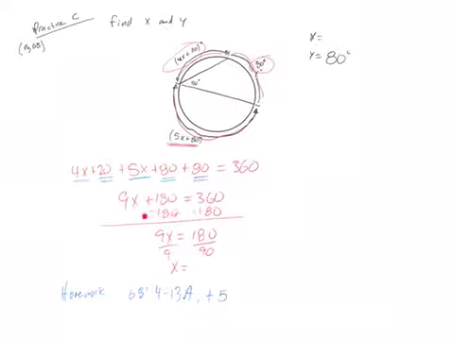Start combining terms to the same side. Subtract 180, subtract 180. So 360 minus 180 is 180. You're left with just 9x, divided by 9. 180 divided by 9. Notice that is 9, not a 90. It's going to come out to be 20. So x is going to equal 20.